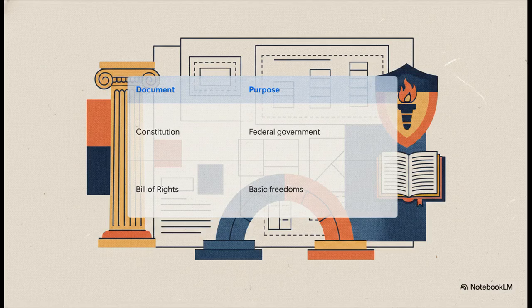But here's the thing, winning the war was really only half the battle. They now had to build an entirely new government completely from scratch, and they used 2 foundational blueprints to do it. First, the U.S. Constitution, which created a strong but balanced federal government, and second, the Bill of Rights, which was added to guarantee basic, undeniable freedoms for its citizens. These 2 documents are essentially the blueprints of the country.